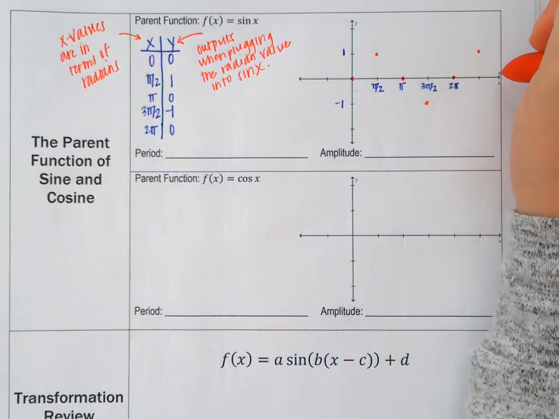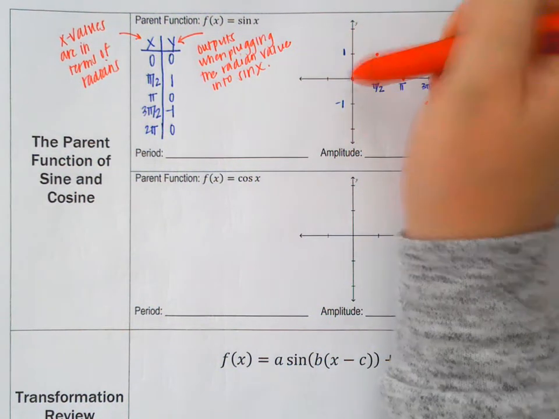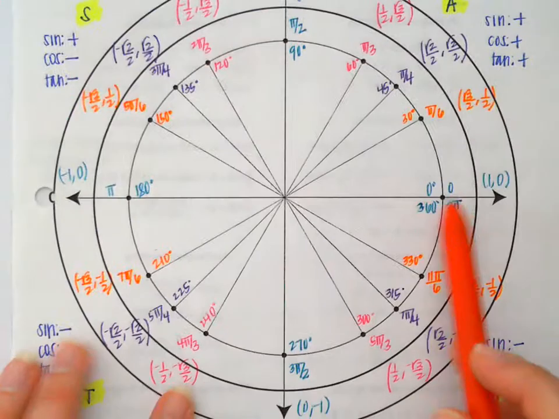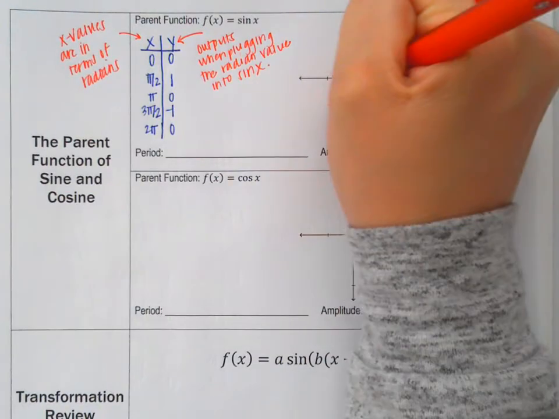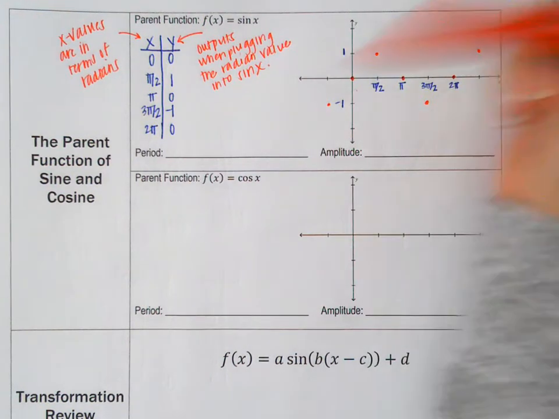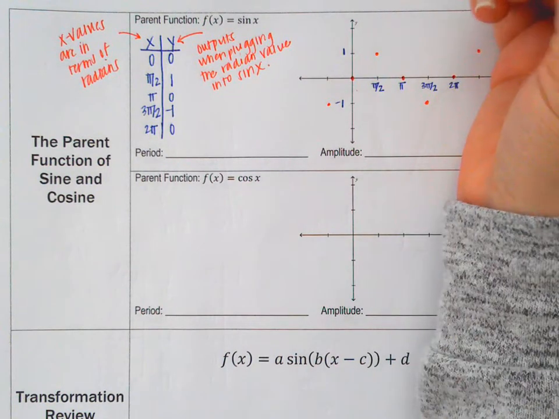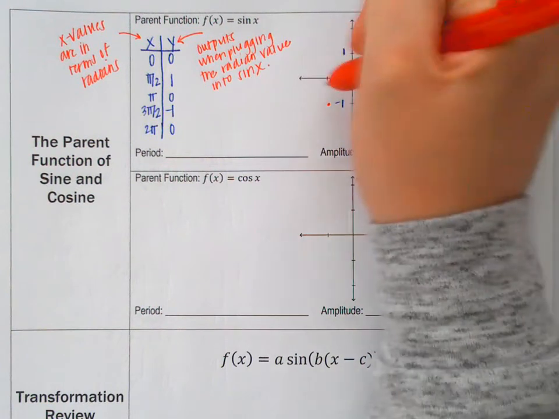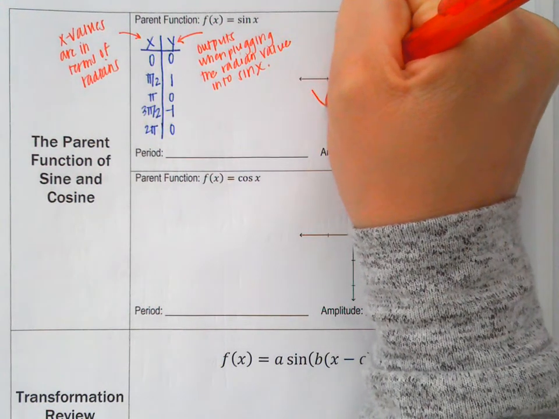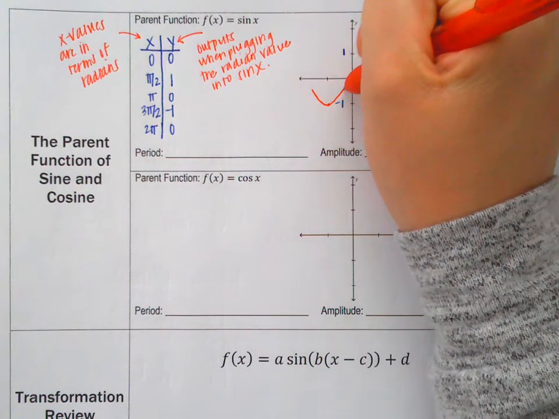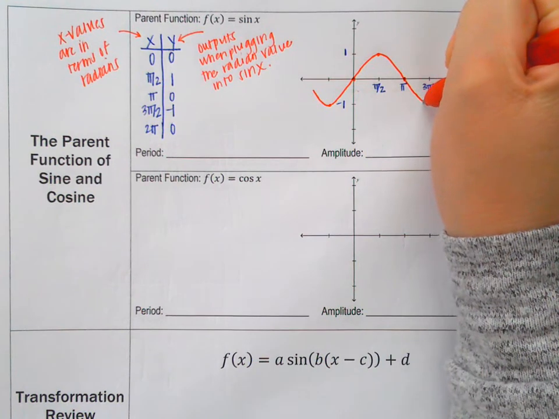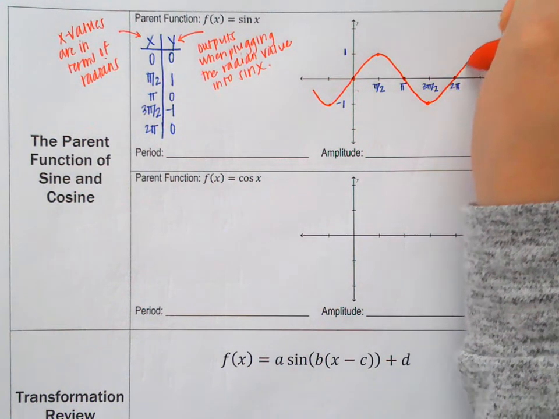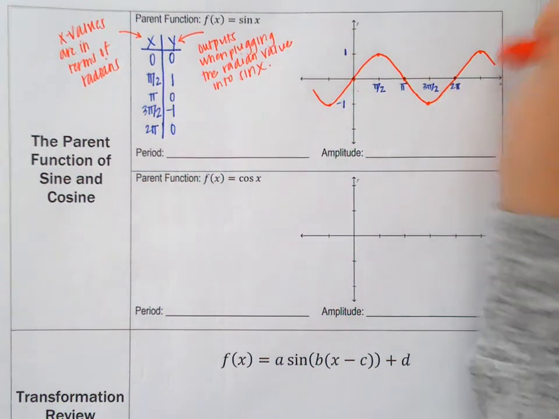And so hopefully what you're noticing is no matter what, like if I went -pi over 2, -pi over 2 would be here. And that would be at -1. And so it would be here. And so what you're noticing, hopefully, is that this graph is basically like a wave. And it continues this pattern from 0 to 1 to 0 to -1 and back up to 0 over and over and over.